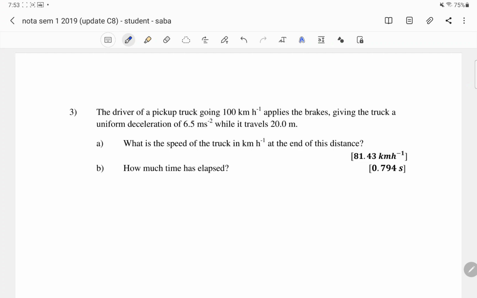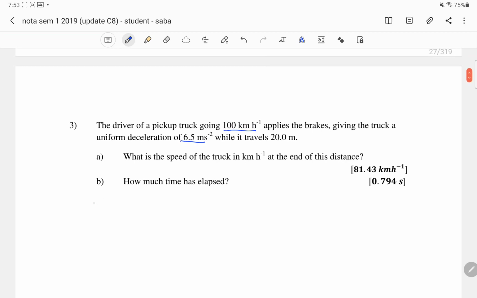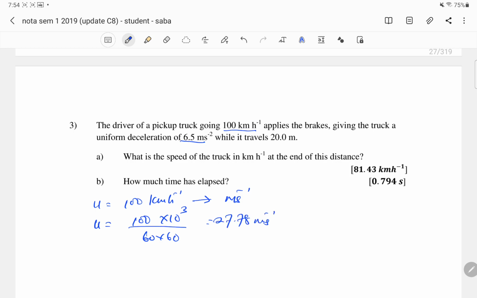Okay, the driver on a pickup truck going 100 km per hour and press brake. Deceleration. Okay, so here we want to find U. 100 km per hour, you have to convert into meter per second. So U is 100 times 10 power of 3 over 60 times 60. So then you got 0.78 meter per second.